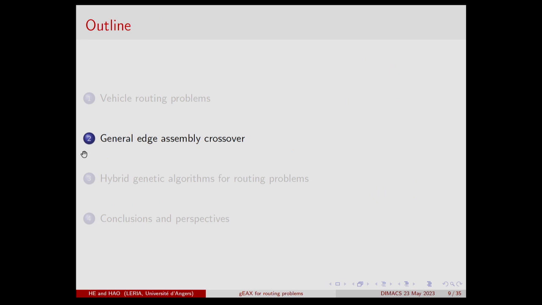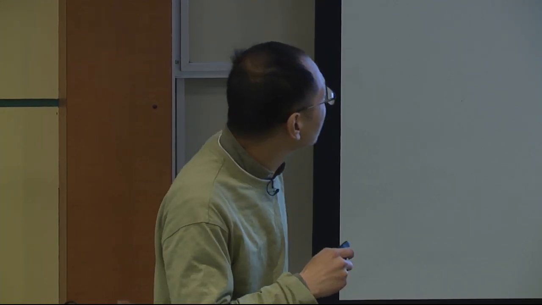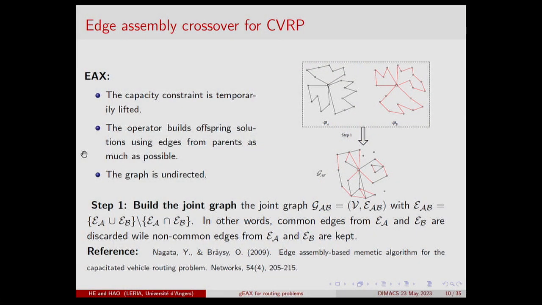In section two, we will introduce another very efficient crossover operator. It is an edge assembly crossover operator for CVRP. It was proposed by Nagata in 2009 when solving the CVRP. There are three properties. The first is that when we use this crossover to produce offspring solutions, the capacity constraint is temporarily lifted. Then, in the final offspring solution, most edges come from their parent solutions. This is the most important property when we use this crossover to solve CVRP. Lastly, these graphs should be undirected.